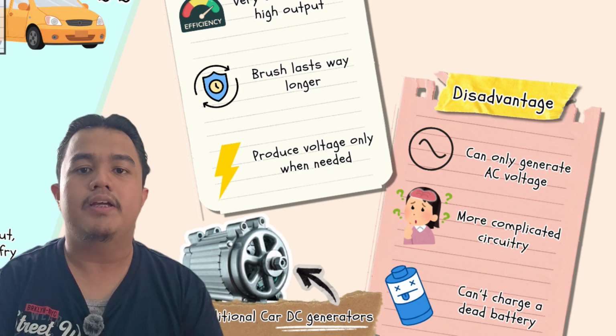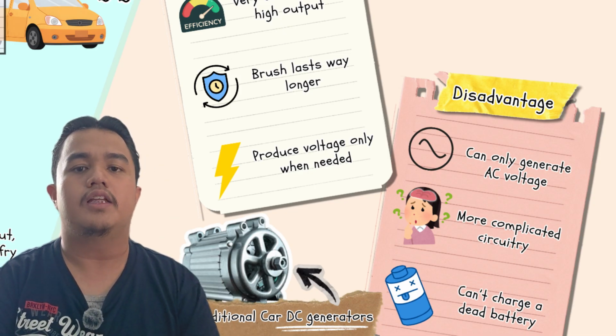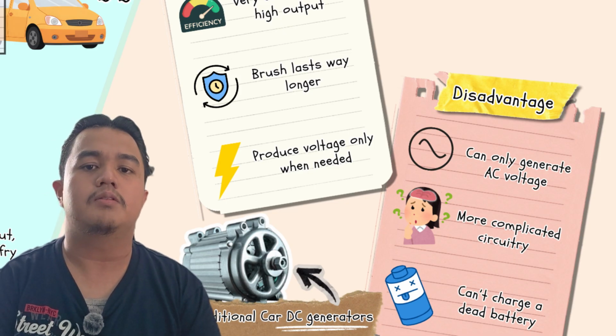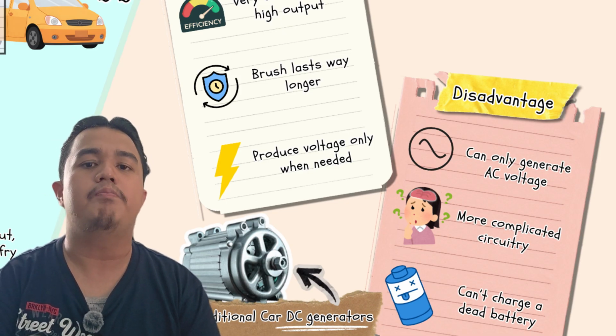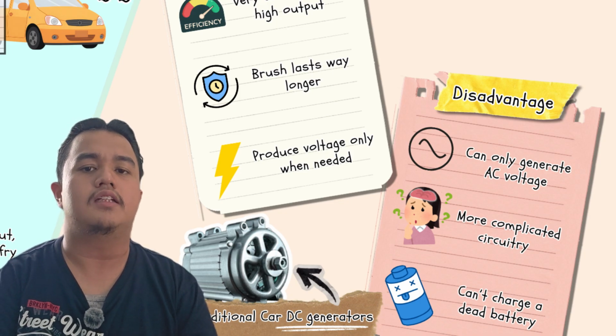On the downside, compared to traditional DC generators, it only natively generates AC voltage, so it needs the rectifier stage. The circuitry is more complex, and it can't charge a completely dead battery on its own, since it needs initial excitation from the battery to start generating.